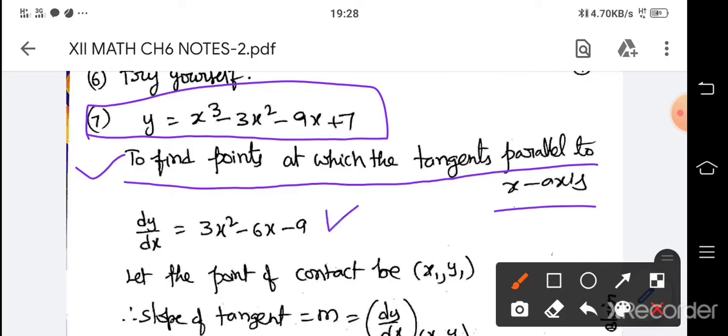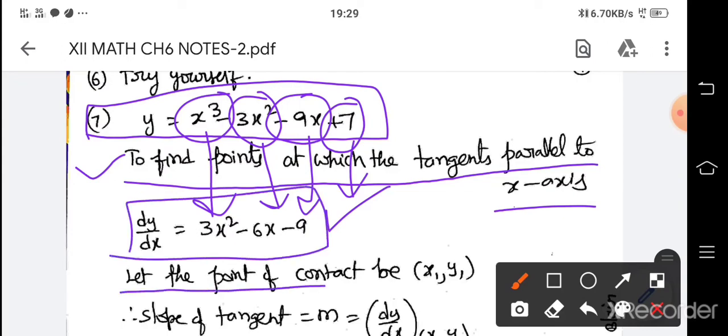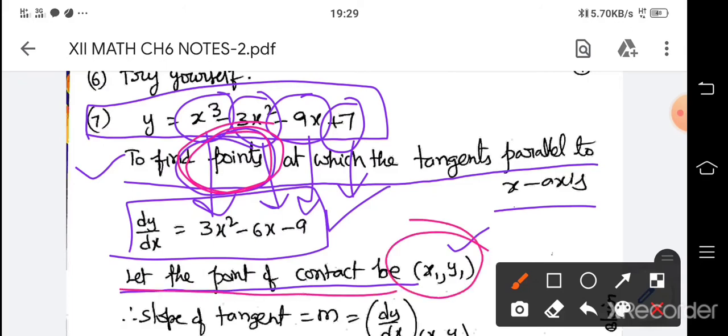Means first of all find out dy by dx. x cube derivative 3x squared, minus 3x squared derivative minus 6x, minus 9x derivative minus 9, 7 derivative is 0, that's why I did not write. So this is dy by dx. Let the point of contact be x1 comma y1. Then what are they asking? Look very carefully. They are asking us to find out the point of contact. So let us take the point of contact as x1, y1.